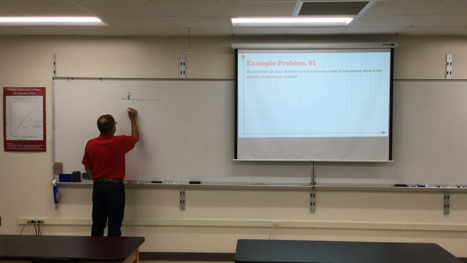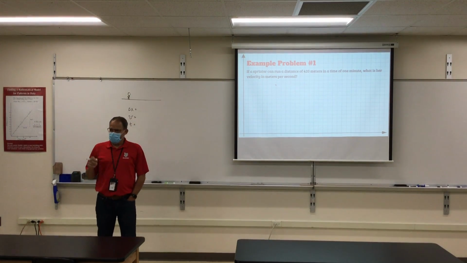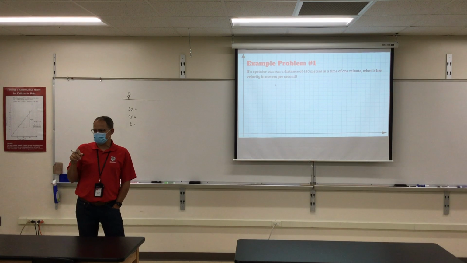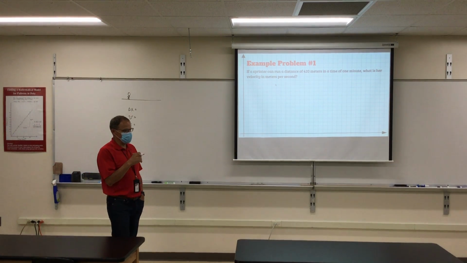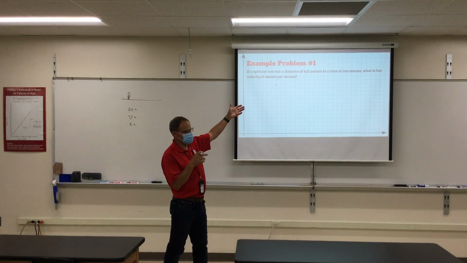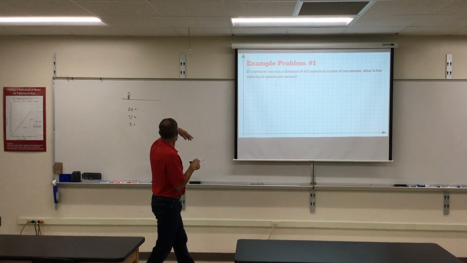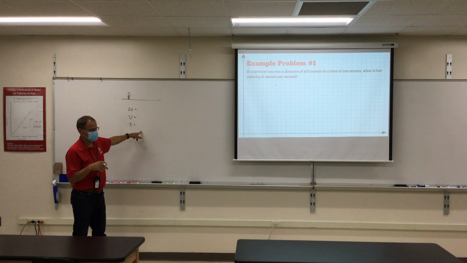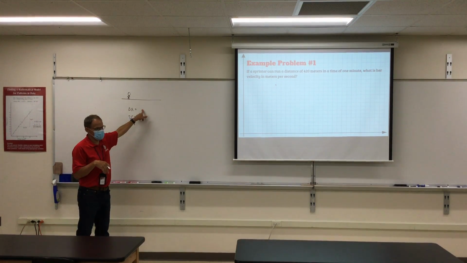Here's the important part. When we're solving problems, we're going to have three variables: delta x, v, and t. It helps to write down what variables you're looking at, so when you read the word problem, you can figure out what numbers go where. You may not know what 420 meters is supposed to be, but you know it's got to be one of those three. So it makes it easier to figure out where it goes, right?